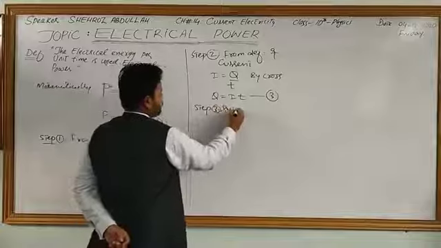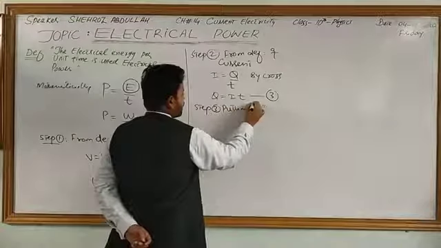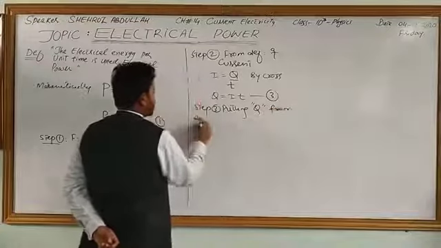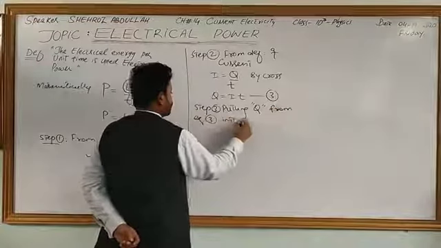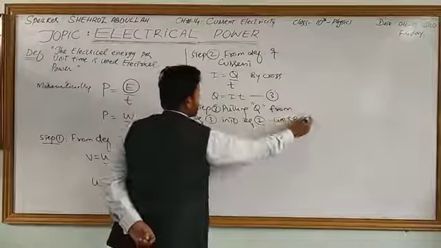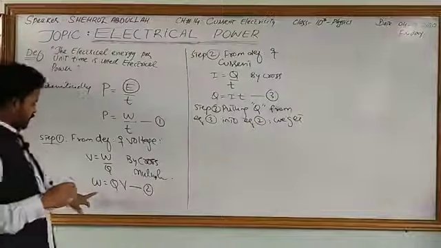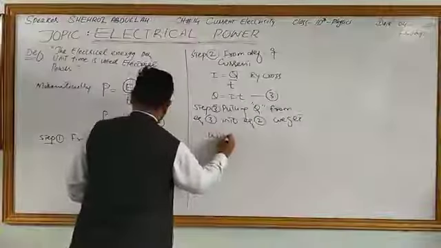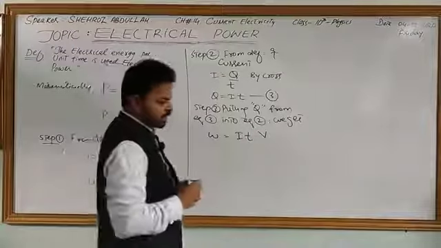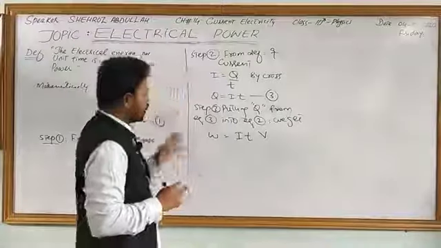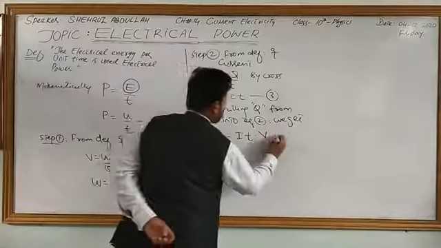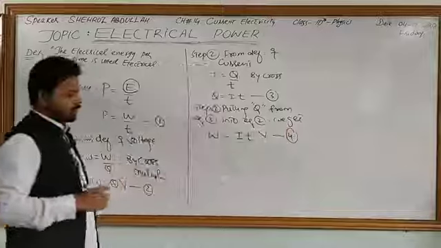Step 3: putting the Q value from equation 3 into equation 2, we get W is equal to IT into V. We get an equation W is equal to IT into V. Is it clear till here? Let me call this equation number 4.